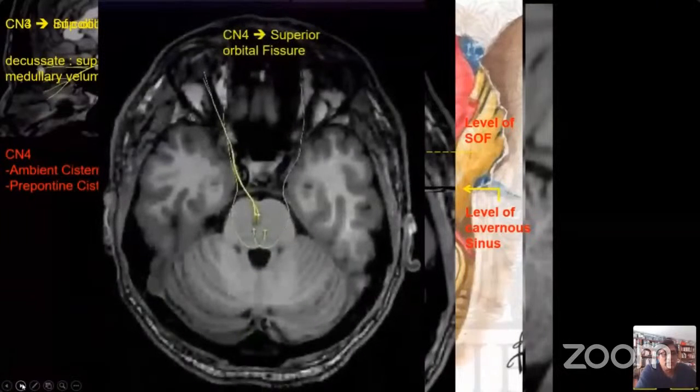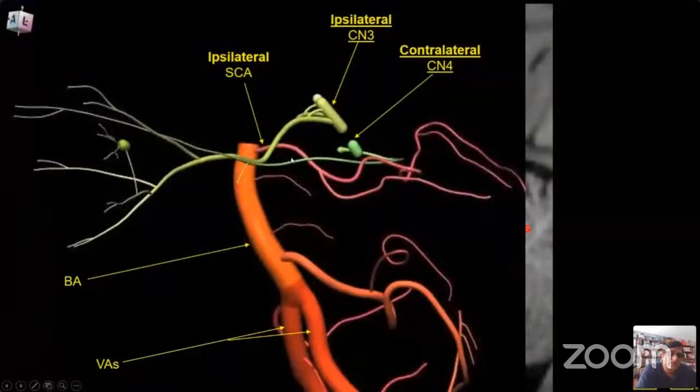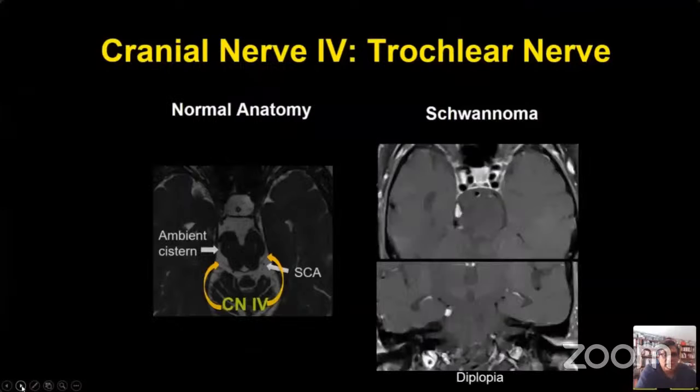So you can see it going through the ambient cistern, prepontine cistern, into the orbital fissure, and this actually shows the relationship of the third and fourth cranial nerve with the vascular structures. Looking at MRI and normal anatomy, you can see the fourth cranial nerve with the very wispy, small, thread-like structures in the ambient cistern. And that's the superior cerebellar artery right there. And this tiny oblong structure, which is intensely enhancing along the expected course of the fourth cranial nerve, is a schwannoma of the fourth cranial nerve. Patient presenting with diplopia, as you would expect in a superior oblique muscle palsy.